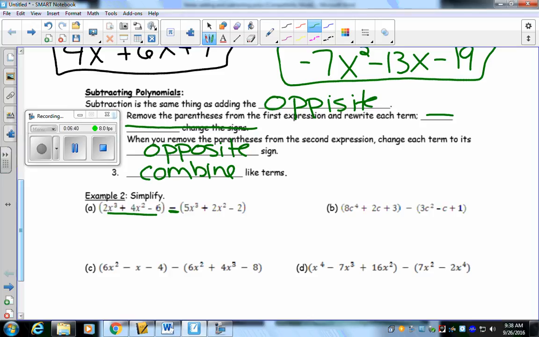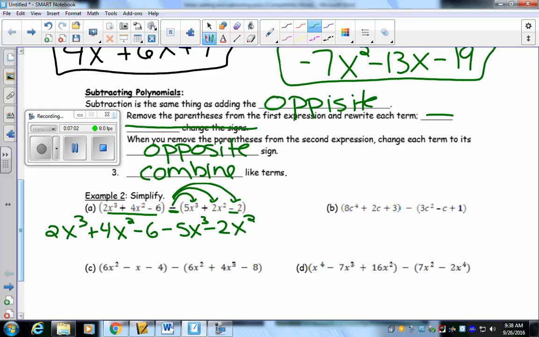So I'm going to keep this first set just like it is. Now for the second one, what I'm really doing, guys, is distributing the negative. We are multiplying everything by negative 1. So I'm going to change the sign. This was a positive 5, so it's now becoming a negative 5x cubed. This was a positive 2, so it becomes a negative. This was a negative 2, so it becomes a positive. The most common mistake people make is that they only give the sign to this first term, and they forget to give it to the others as well. So change the sign of everything in the second set of parentheses when it's a subtraction problem.